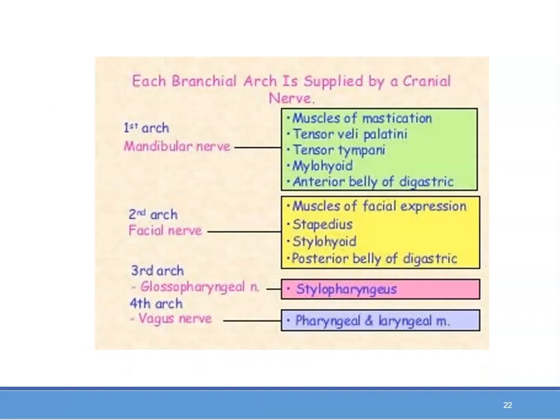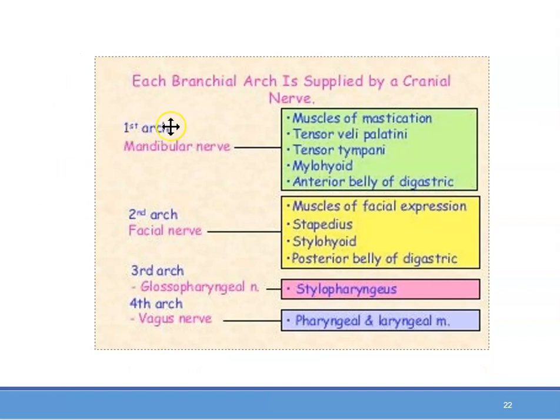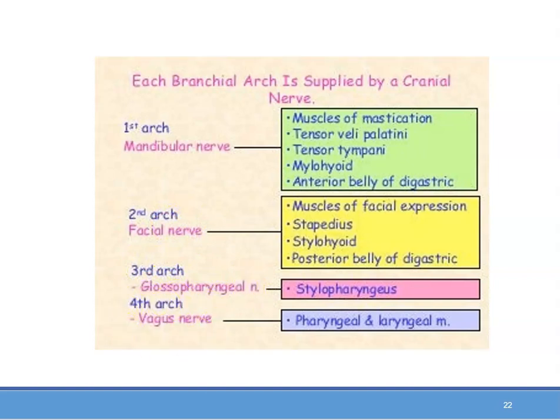Let's recap here. The first arc gives the trigeminal or mandibular nerve. The second arc gives the facial nerve. The third arc gives the glossopharyngeal, and the 4th arc gives the vagus nerve.